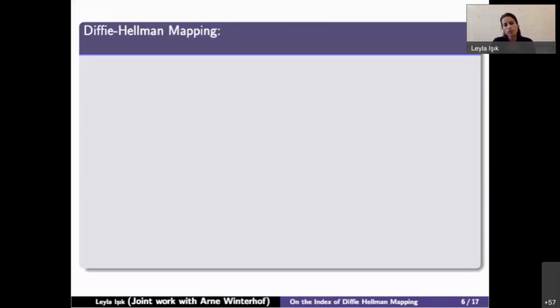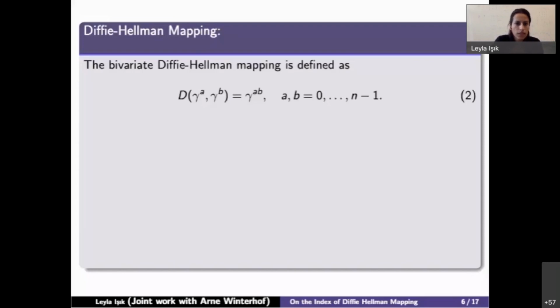Now I have to say something about the Diffie-Hellman mapping. One of the most common public key crypto systems, the Diffie-Hellman crypto system, is based on the assumption that it is infeasible to recover the secret key gamma to the AB from gamma to the A and gamma to the B. So the security of the Diffie-Hellman key exchange is based on the infeasibility of evaluating this Diffie-Hellman mapping over a group G.